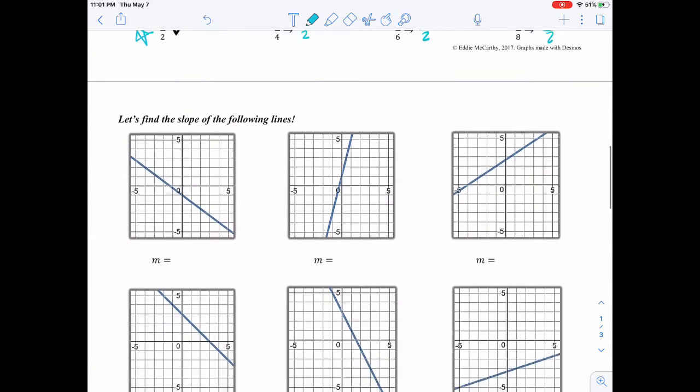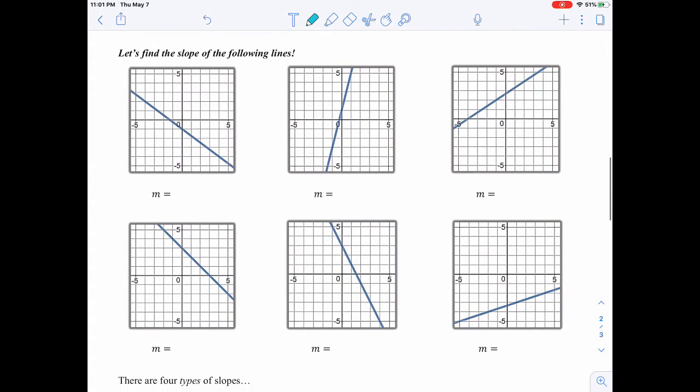Okay, so I'm going to go ahead and find the slope of 2 of these lines, and then I want you guys to figure out the next 4 on your own. But let's start off by plotting some points on the left. So where do they perfectly intersect so we have whole number coordinates?